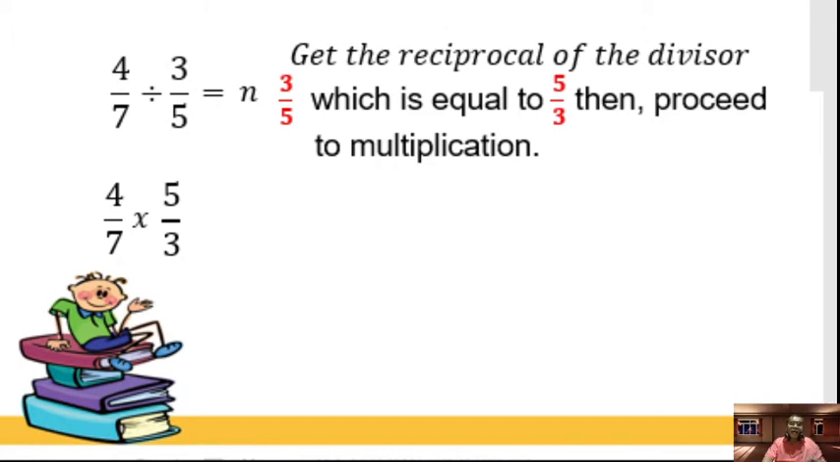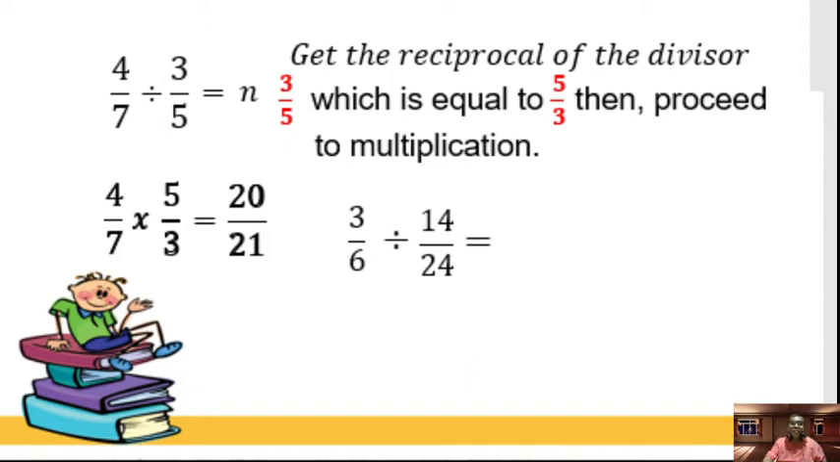We cannot cancel 4 and 3, 4 and 7, and 5, 7, 5, 3. So what we have to do is to multiply. 4 times 5 is equal to 20, and 7 times 3 is equal to 21. So therefore, that is 20 over 21.